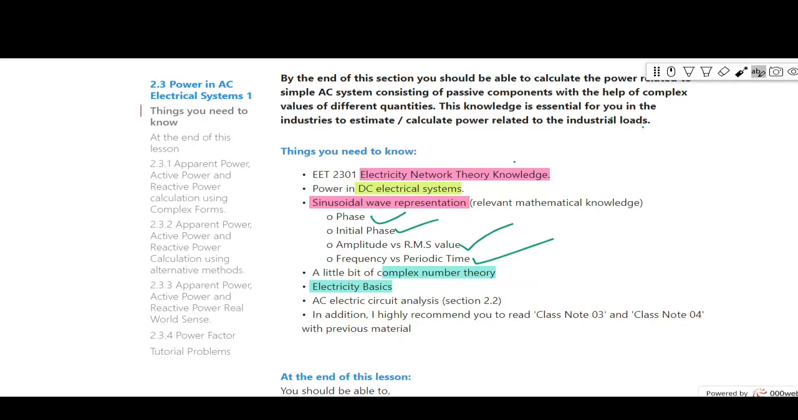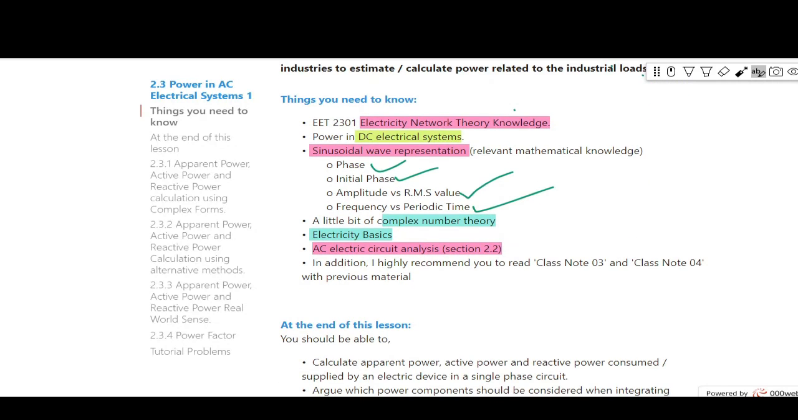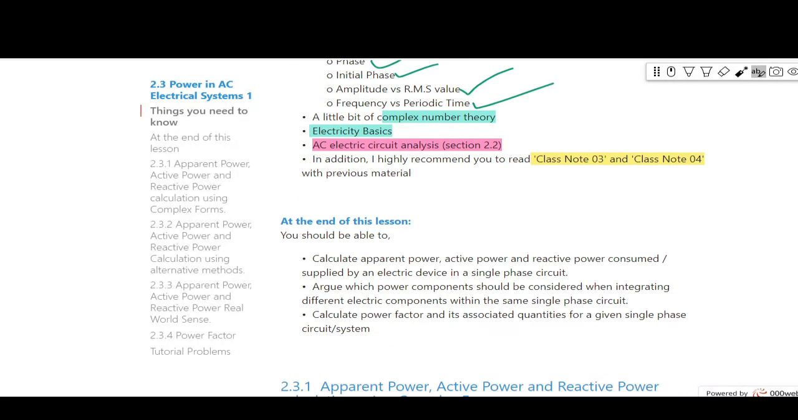So I hope there won't be any problem with the knowledge of the basics of electricity and electric circuit analysis. The previous section, very importantly, you must cover. So it's very important that you know electric circuit analysis. In addition, I highly recommend you go through class notes 3 and 4. It's better if you go through them. You can have some idea about what we are going to talk about here.